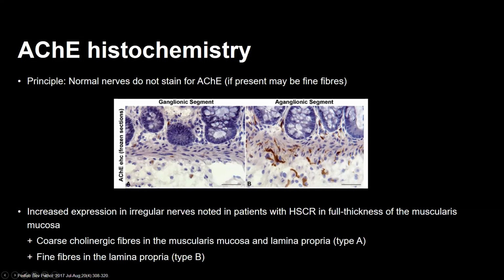You can use it at frozen section because it's an enzymatic stain, and normal nerves do not stain for acetylcholinesterase. However, if you have an aganglionic segment, then these fibers become very thick and ropey, and you can readily identify them once they're stained. Those coarse cholinergic fibers are what we expect in the muscularis mucosa and the lamina propria.